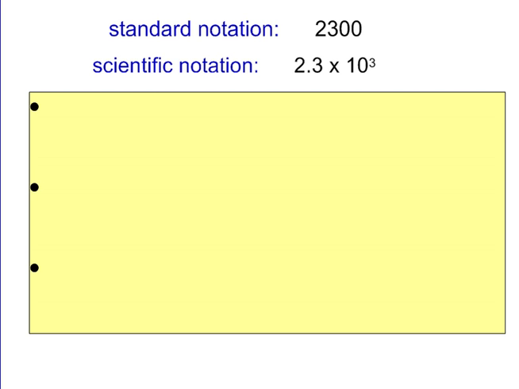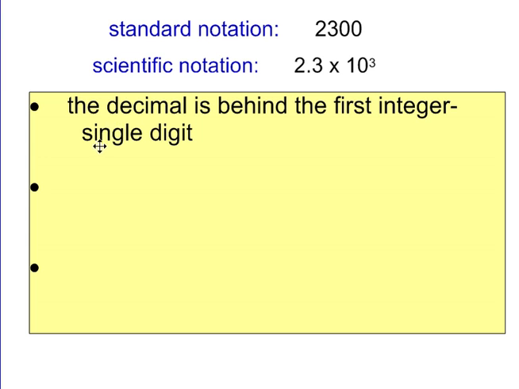So if we take a look at a number in standard notation, 2,300, and compare it in scientific notation to 2.3 times 10 to the third, we can decide how our setup should be to move a number from standard notation to scientific notation. For example, the decimal is behind the first single digit. When we say single digits, we're talking numbers 1 through 9. 0 is not going to count, even though 0 is an integer; we're not going to use it as part of our scientific notation definition.